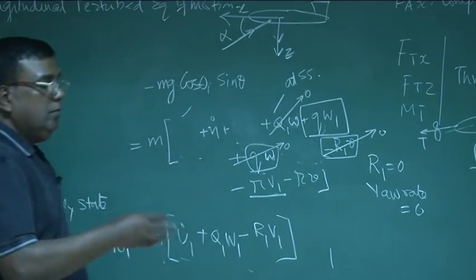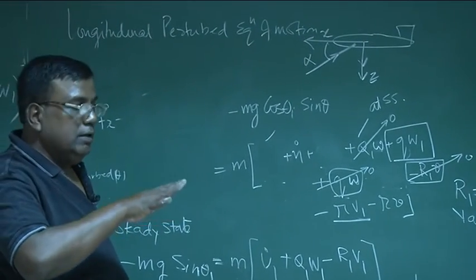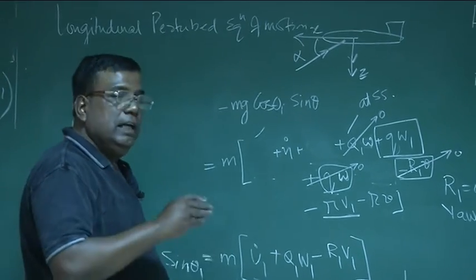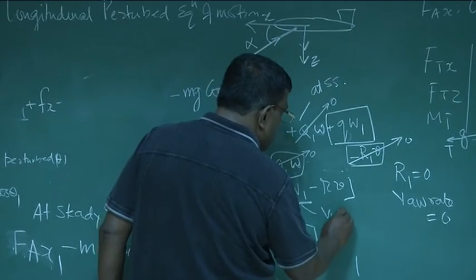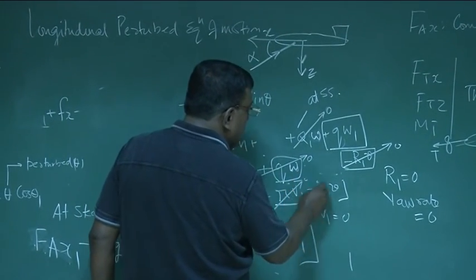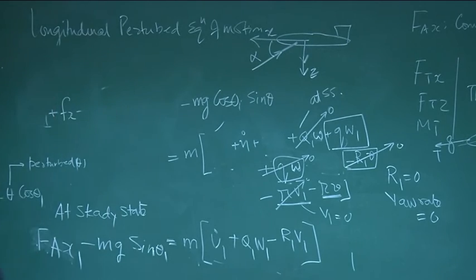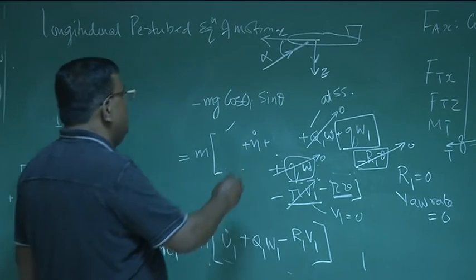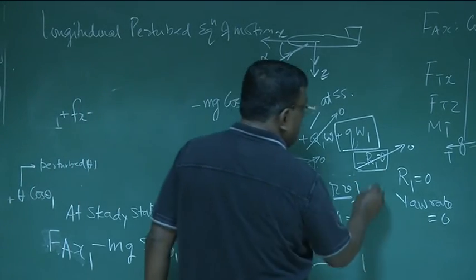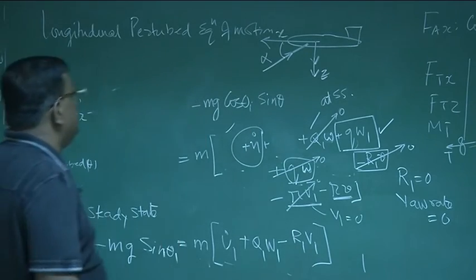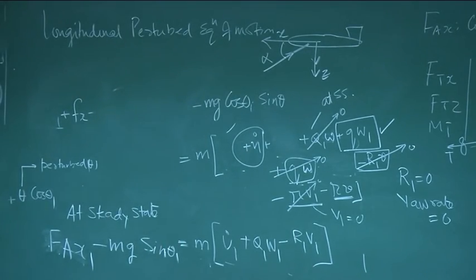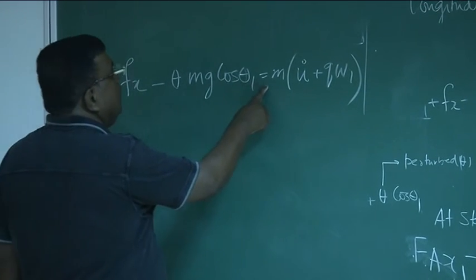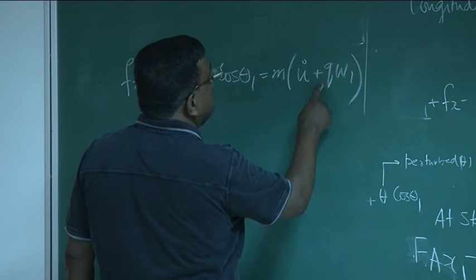Similarly, you see the term r v1. What is v1? v1 is the side slip velocity. But I am talking about a cruise, and we are talking about a motion in the vertical plane. So naturally there is no v1. So v1 is 0. So this also goes. And r into v is again a product of two small quantities, so it also vanishes. So what is happening? What other terms are there for you? One is u dot, another is q w1. So I get the equation Fx minus theta mg cos theta 1 is equal to m u dot plus q w1.